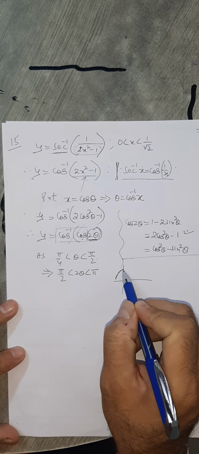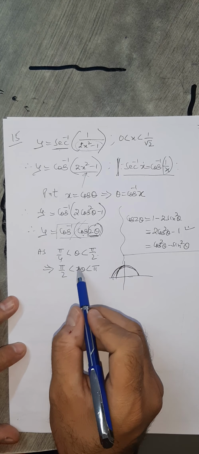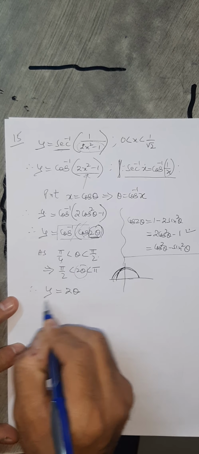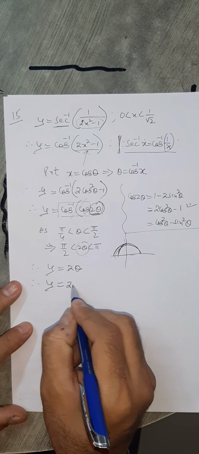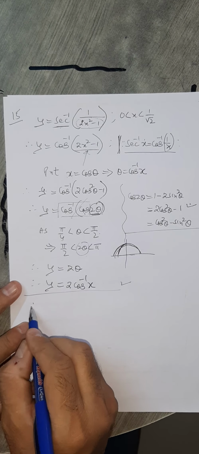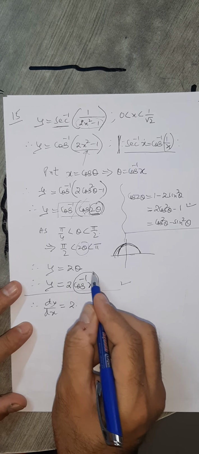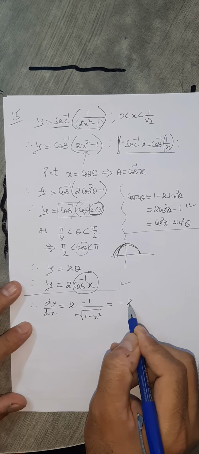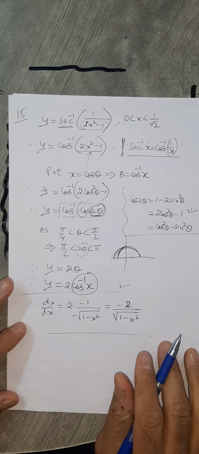Which quadrant? Second quadrant. Pi by 2 to pi. What's the domain of cos function? First or second, remember. So this is in the domain. You can cancel these two. So y equals to 2 theta. What was theta? Theta was cos inverse x. So 2 into cos inverse x. Chapter number 2 so far. Differentiation, now just one line. 2 being constant as it is. What's the derivative of cos inverse x? Minus 1 upon root of 1 minus x squared. So this is minus 2 upon root of 1 minus x squared. This is your final answer.